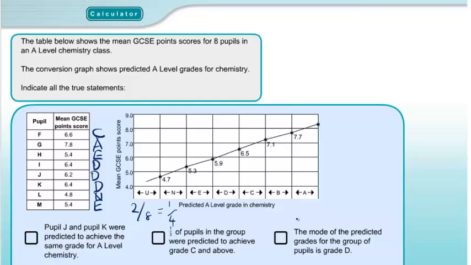Finally, the mode of the predicted grades was a D. The mode just means it's the most frequently occurring, and there were 3 D grades, and that occurred more often than any other grade, so that's a true statement.